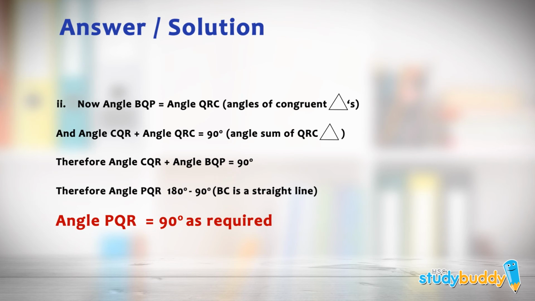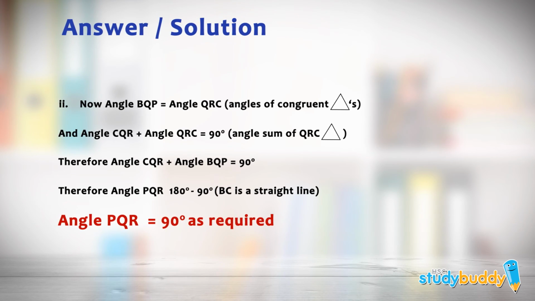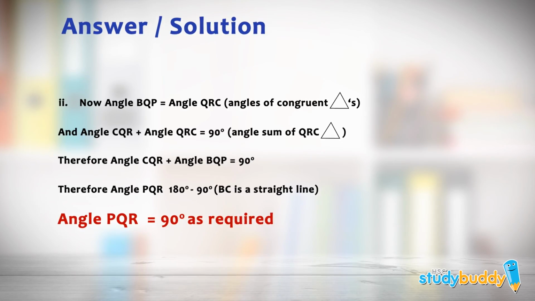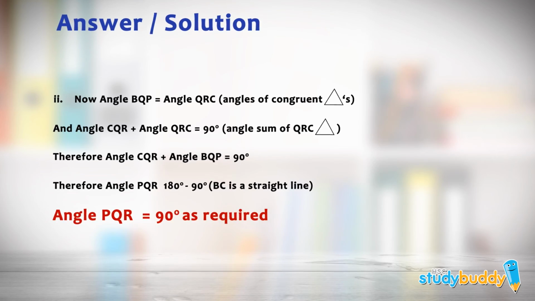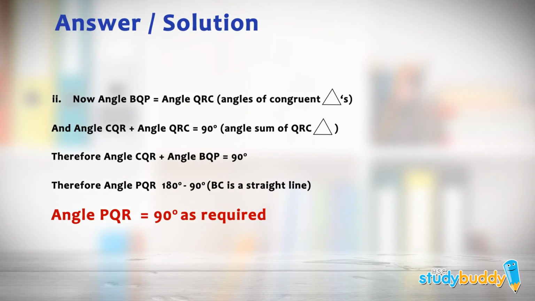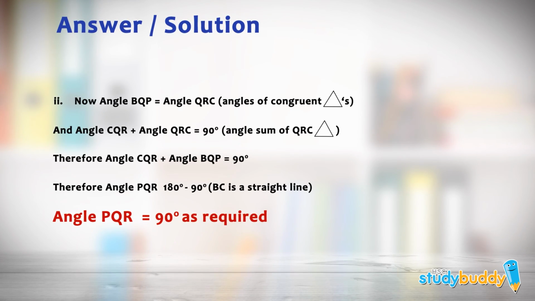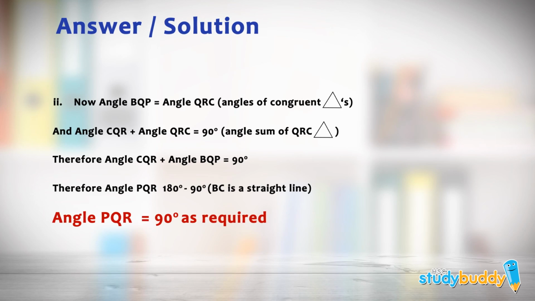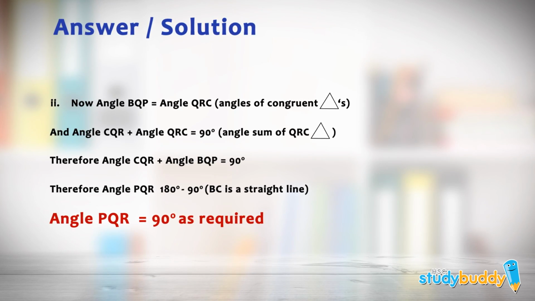So we then know that angle CQR and angle QRC must be equal to 90 degrees due to the angle sum of triangle QRC. So therefore, we've got that QRC and BQP are equal to 90 degrees. PQR is equal to 180 degrees minus 90 degrees, as BC is a straight line. And there we go, our proof falls out.